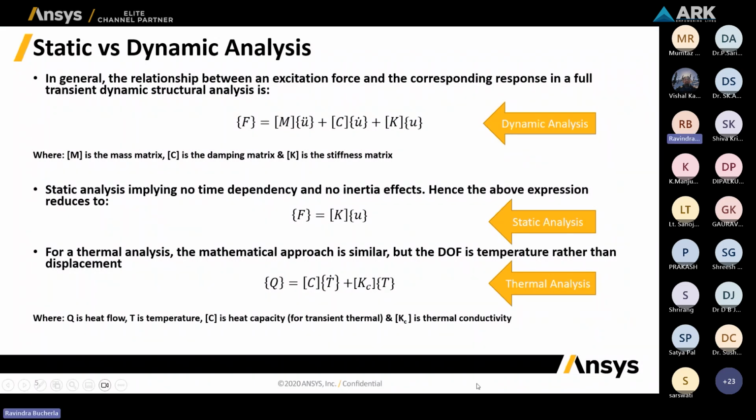So I was explaining the different types of analysis that we have in structures. Majorly, they are classified into two types. One is static analysis, and another one is dynamic analysis. Static analysis is nothing but whenever we solve any problem, if that analysis does not depend upon time.